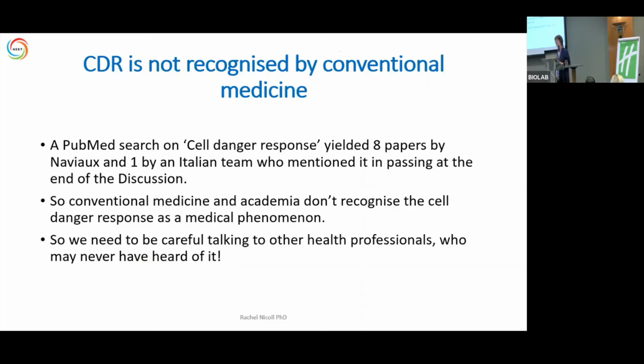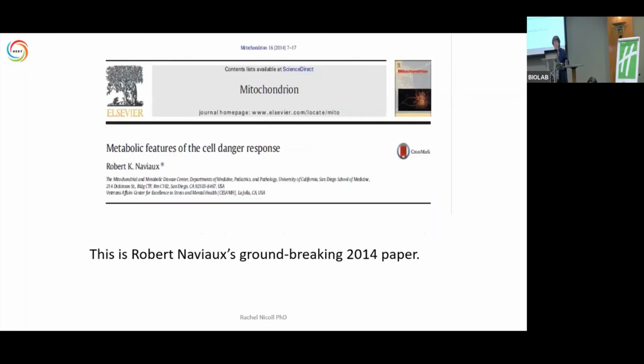I did a PubMed search on cell danger response, got 9 hits. 8 of them were by Naviaux's team, and the 9th was just a throwaway mention in a discussion of a paper. So neither conventional medicine nor academic medicine has any idea what this is. Nevertheless, it has great potential, as I'm going to explain. So Robert Naviaux wrote this groundbreaking paper in 2014, and he wrote a few more papers after that, and I'm going to attempt to summarize them.